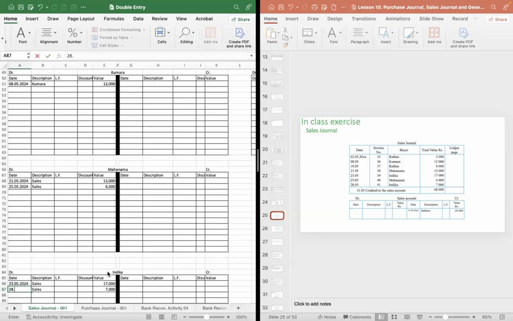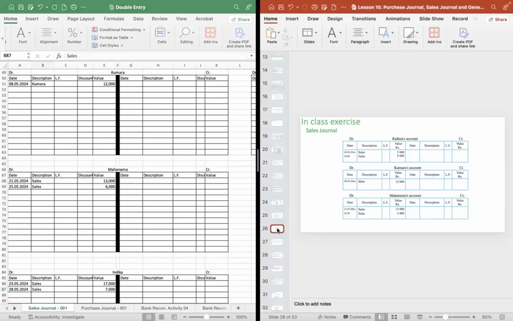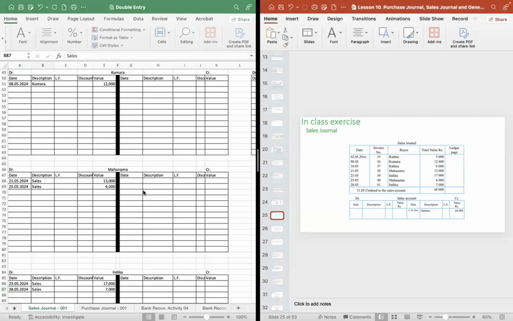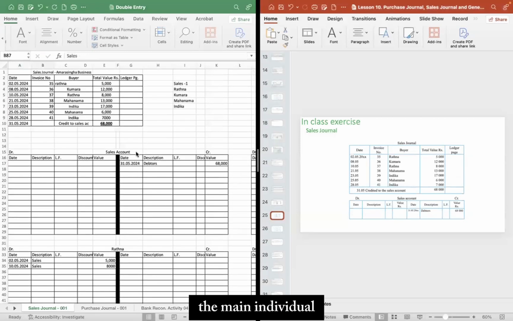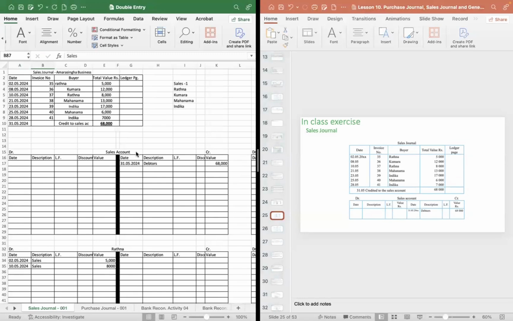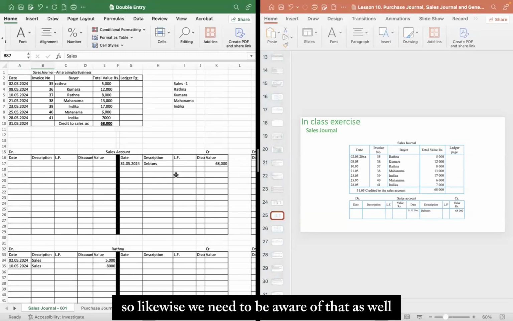28. What we need to keep in mind well is what are the dates. Now when posting to these individual ledgers, we usually use the dates on which the transactions happened. Right? Then for the sales ledger account, we post it at month end. So likewise we need to be aware of that as well.